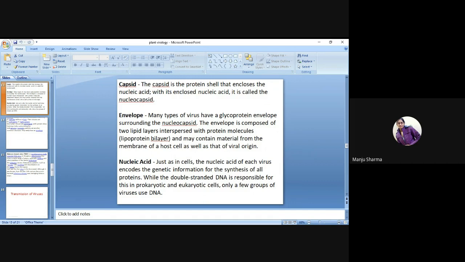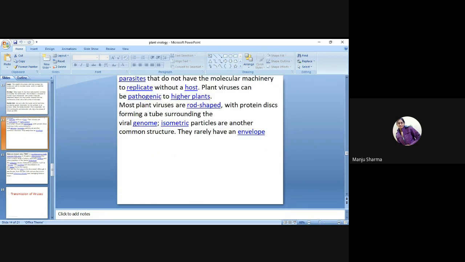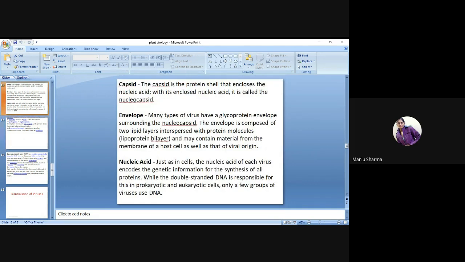Then the nucleic acid. Just as in cells, the nucleic acid of each virus encodes the genetic information for the synthesis of all proteins, while double-stranded DNA is responsible for this in prokaryotic and eukaryotic cells. Only a few groups of viruses use DNA.